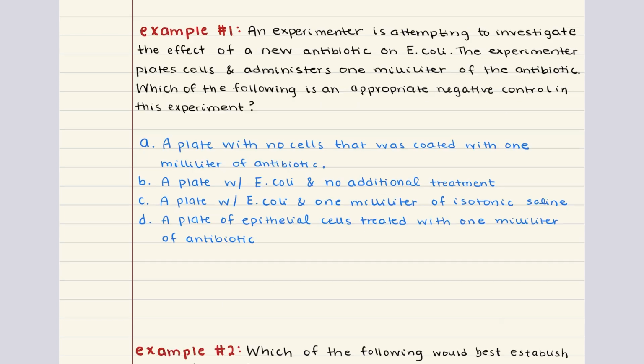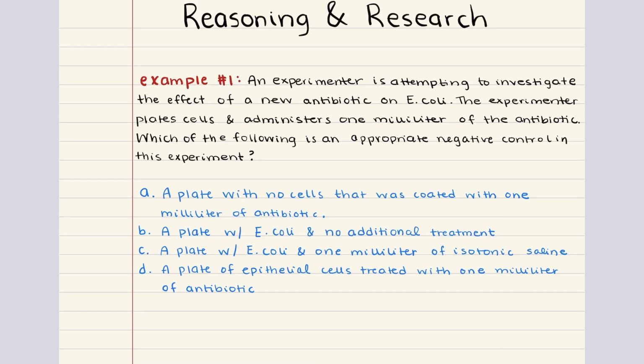A says a plate with no cells that was coated with 1 milliliter of antibiotics. So this option doesn't involve the E. coli cells, which are the focus of the study. So while it might help to check for contamination or confirm that the antibiotic doesn't have any other unintended effects, it doesn't serve as a valid negative control for studying how the antibiotic interacts with E. coli. So this is not the correct answer.